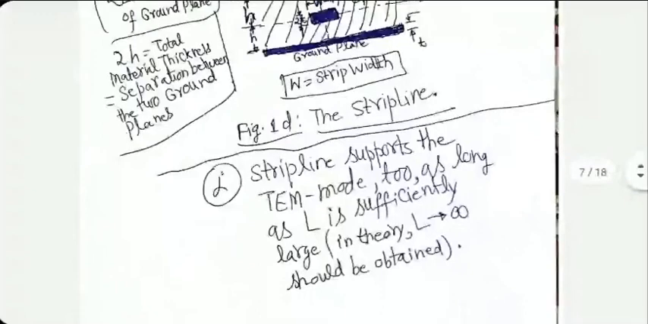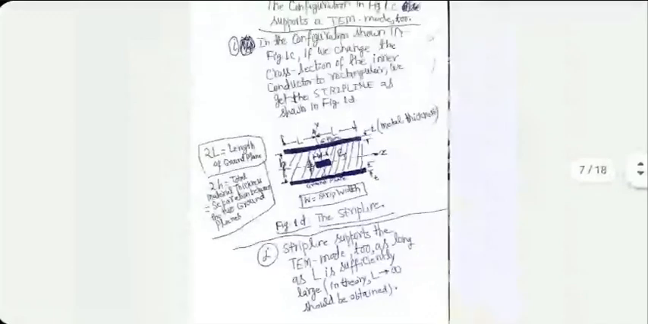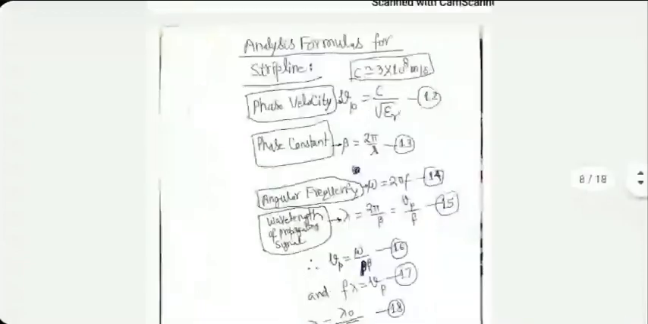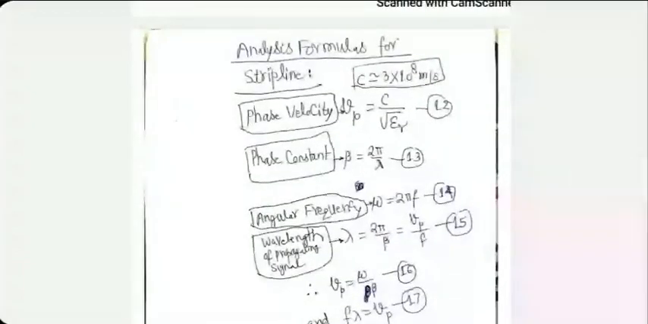Strip line supports TEM mode too, as long as W is sufficiently large. Now, this is a transmission line like any other line. So the parameters that you would like to know, obviously, are the phase velocity, the phase constant, the attenuation constant, the characteristic impedance, and so on. A lot of research has been done on this topic. I don't think we will be going into detailed research papers. Believe me, people have spent their entire lives trying to analyze these lines to death. And what we have got today in books is the outcome of that research in several different formats.